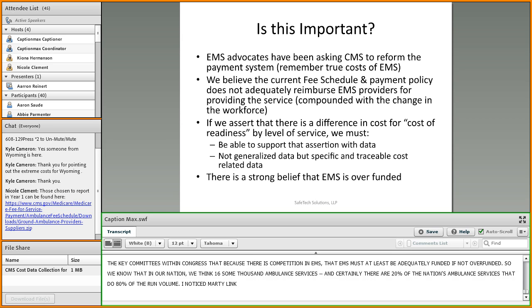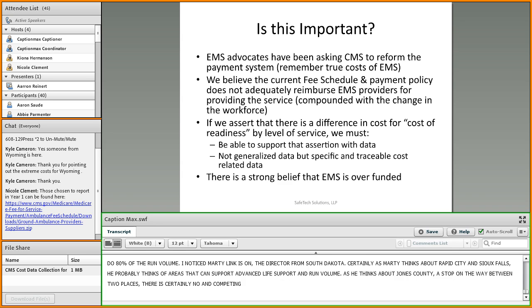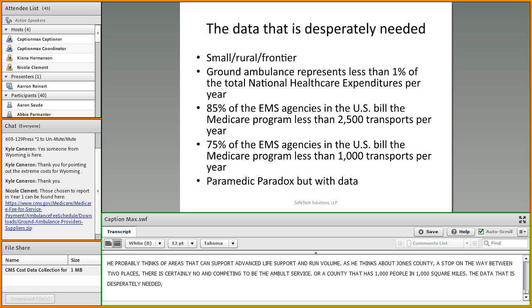And then, of course, there is this belief in some within Congress, in some of the key committees within Congress, that because there's competition in EMS, that EMS must be at least adequately funded, if not overfunded. So we know that in our nation we have, we think, 16-some thousand ambulance services, and certainly 20% of the nation's ambulance services do 80% of the run volume. I noticed Marty Link is on, State EMS Director from South Dakota. So certainly as Marty thinks about Rapid City and Sioux Falls and Pierre, he probably thinks of areas that can support advanced life support and run volume.